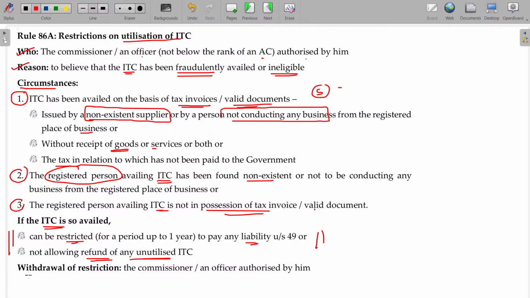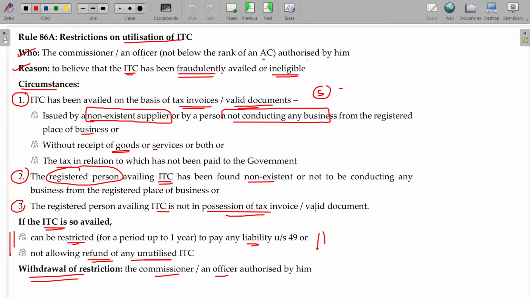And these restrictions can be withdrawn later on by the commissioner or an official authorized by him. So once you satisfy them and prove your genuineness, you can get it refunded. Okay, that is also possible. That comes under Section 86A.